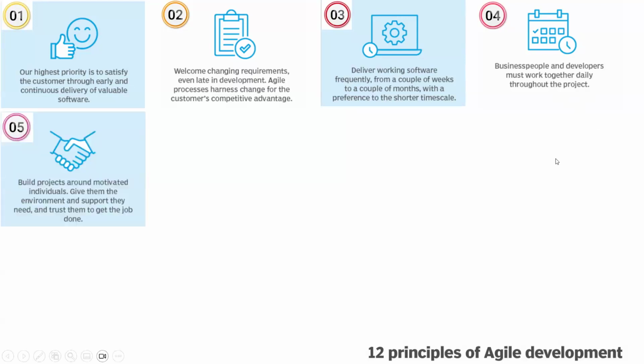5th one, build projects around motivated individuals. Give them the environment and support they need and trust them to get the job done. So in Agile project management, we have 2 important concepts. First one is about the team. The team is actually a self-organizing team. You will have a self-organizing team. And the project manager will be a servant leader. These are 2 important concepts you have to know.